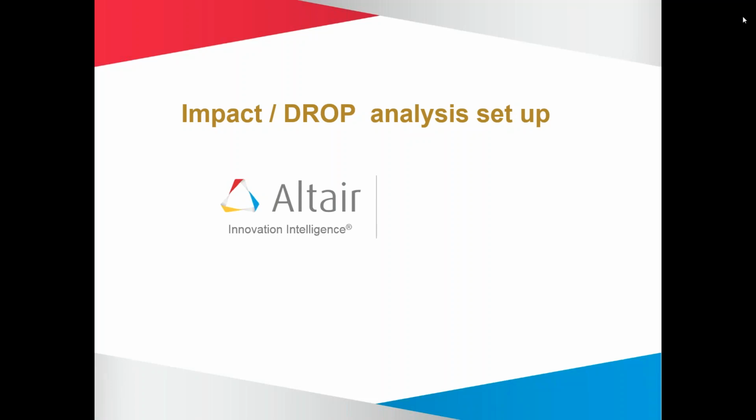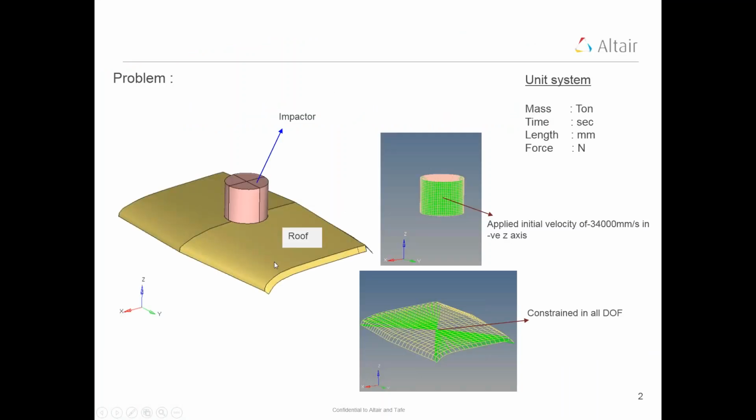Welcome to the session on impact analysis setup. Here I am going to explain how to set up an impact case in HyperMesh using a RADIOSS user profile. To start with, I have taken a simple example, that is an impactor hitting a roof.